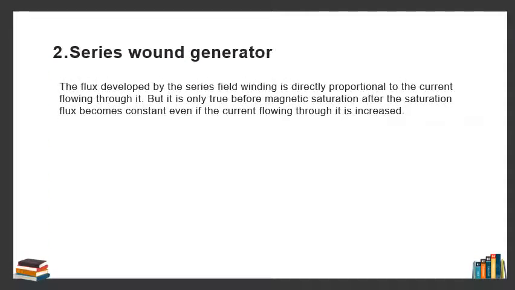The flux developed by the series field winding is directly proportional to the current flowing through it. But this is only true before magnetic saturation. After saturation, flux becomes constant even if the current flowing through it is increased.